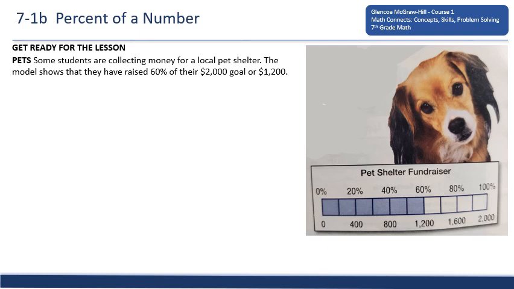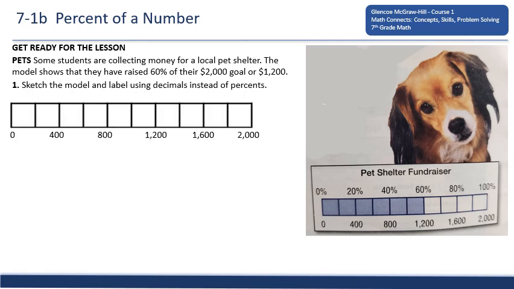Pets. Some students are collecting money for a local pet shelter. The model shows that they have raised 60% of their $2,000 goal, or $1,200. And there's their chart underneath that evil, mean-looking dog. Okay, he might be kind of cute.